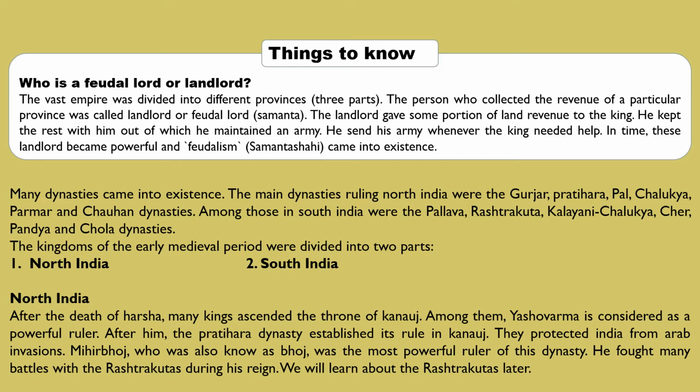This Rashtrakuta is in the south part of the country. So from the north part, like Harshvardhan, children, he also wanted the Chalukya dynasty. So he waged a war against Pulkeshi II, but Pulkeshi II was braver than Harshvardhan. So he did not allow Harshvardhan to come forward, and he had to keep his kingdom up to the Narmada. In the same way, Bhoj also tried to attack Rashtrakuta. We will learn about Rashtrakuta later.